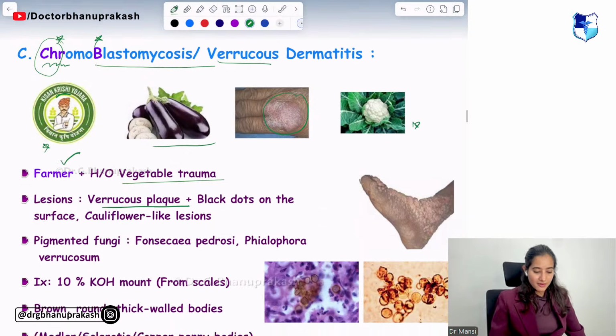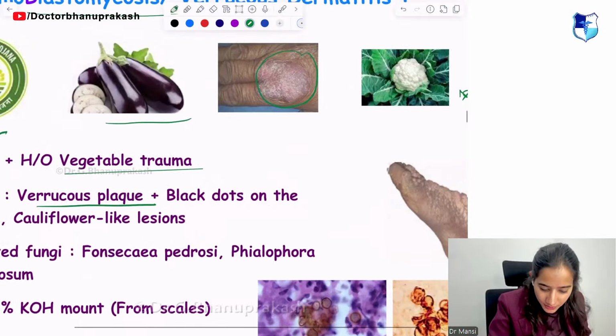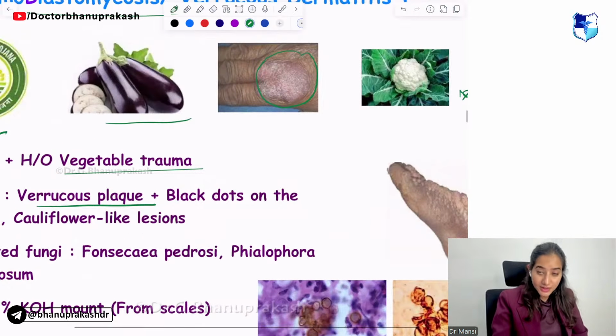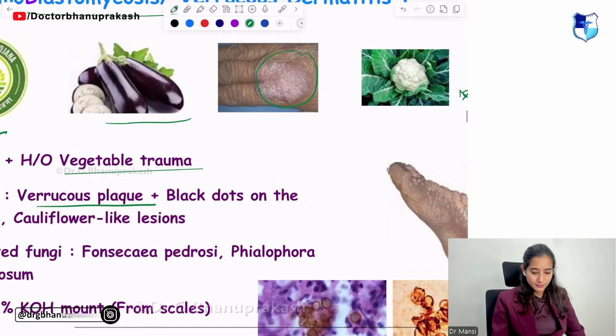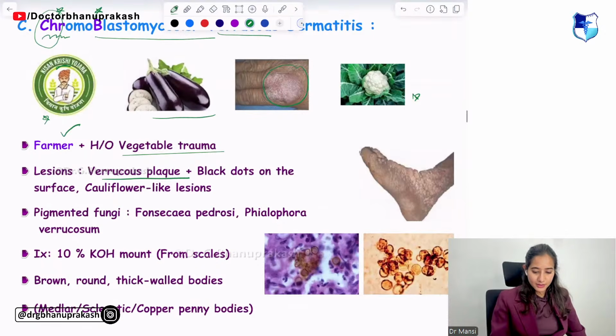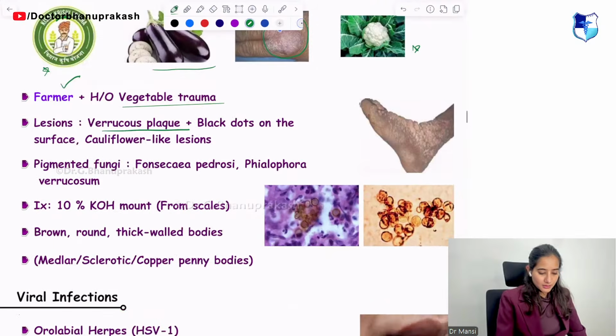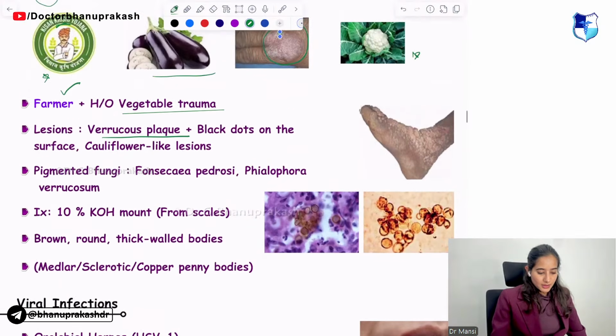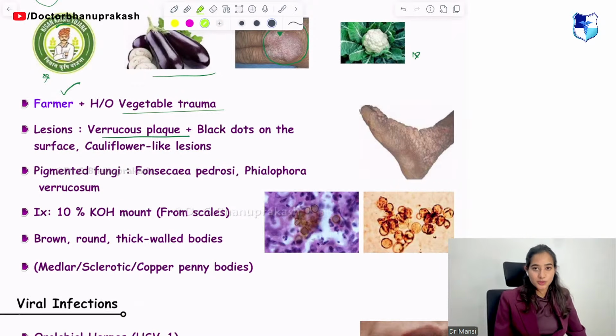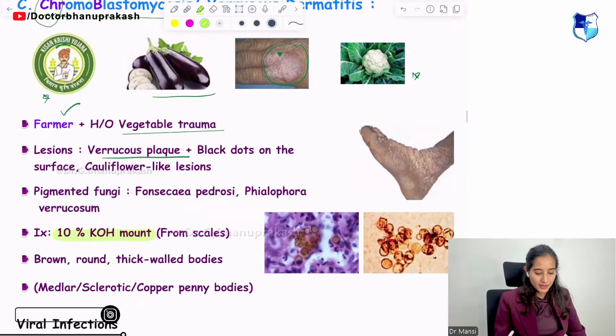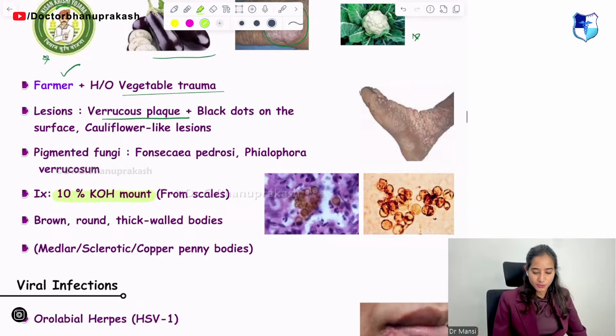Okay, so they have black dots on the surface. If you magnify, you will appreciate it later in the PDF. What is the investigation of choice? Again, a 10% KOH mount. The scales which you see, you scrape off and put on a slide to make a KOH mount.